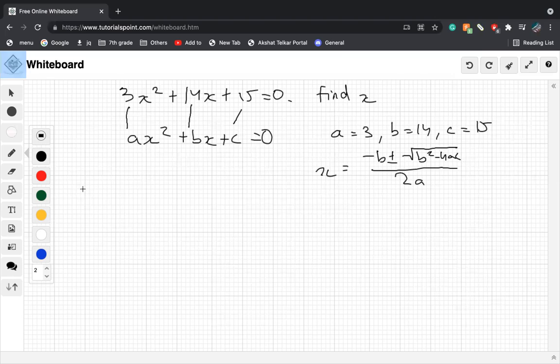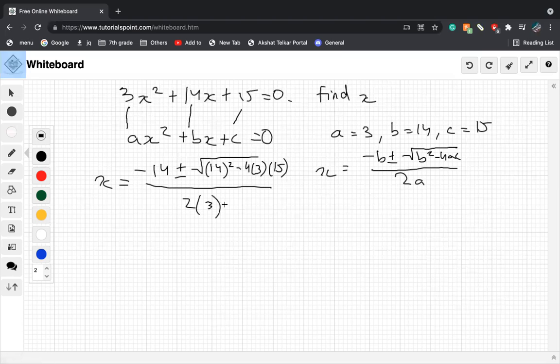All right. So now all we do is just plug and chug. X equals a negative 14. That's not a 14, I apologize. A negative 14 plus or minus. Remember this plus or minus, right? It's a little weird symbol, but this is important for it, okay? 14 squared minus 4, 3, 15. Then this is all divided by a 2, a 3, sorry. A 2 times a 3.